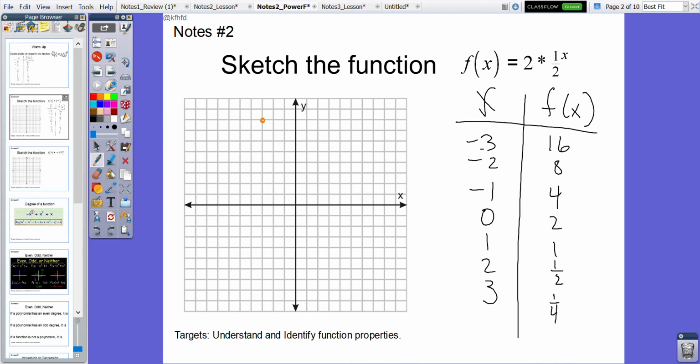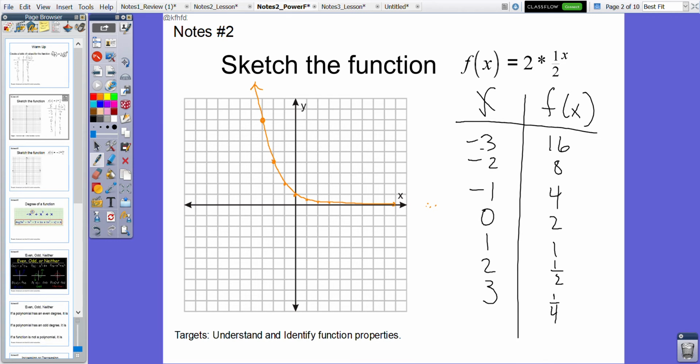-2, 8 is going to be right here. -1, 4. And then 0, 2 is right there. 1, 1 is right here. And then 2, 1/2, and 3, 1/4 is right here. So our exponential curve is going to look like this. It'll get real close to 0, but it won't ever exactly get there.